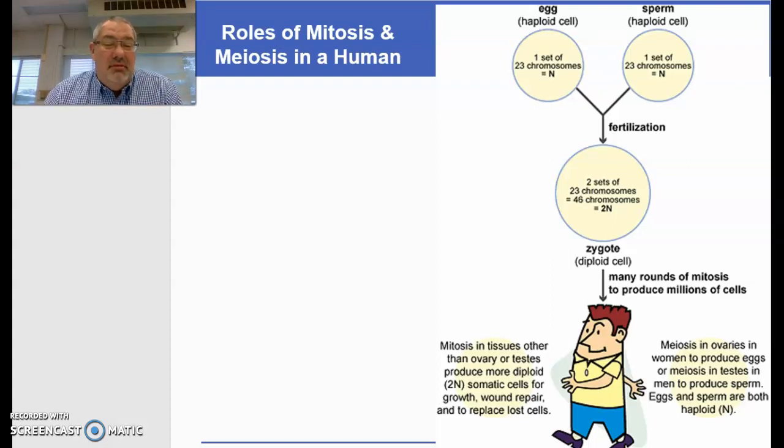So in the human, mitosis is used to grow from a single cell. We all start out as a single cell zygote. Mitosis occurs trillions, zillions of times to produce an adult. Within that adult, meiosis occurs within the genitalia to produce gametes.